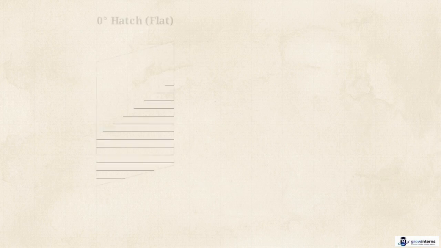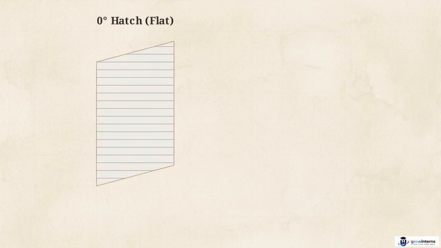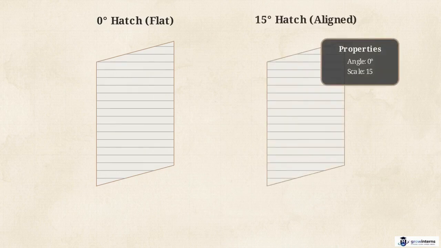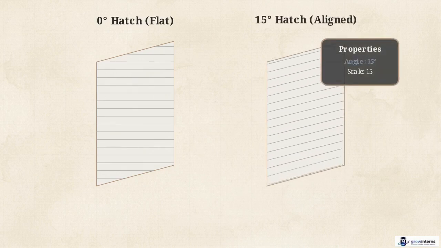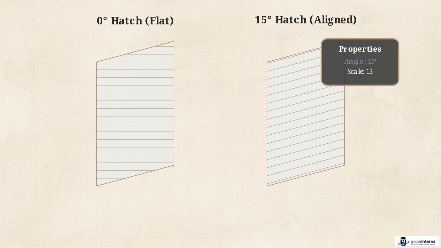Take a look at this comparison. On the left, the standard 0-degree hatch looks flat and unnatural. On the right, we adjust the angle in the Properties panel to exactly 15 degrees and set the scale to 15. The texture now perfectly aligns with the perspective.